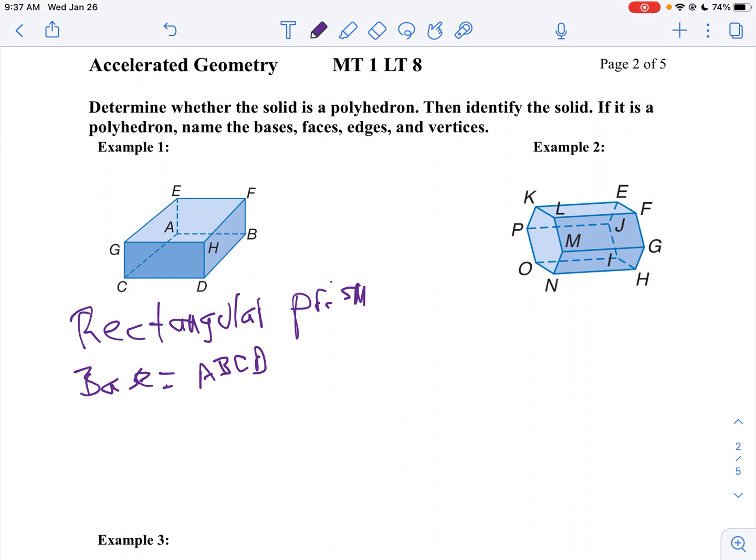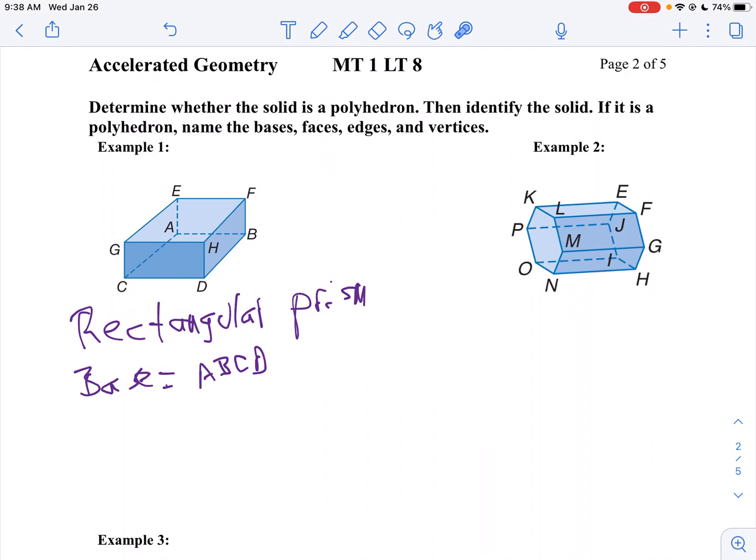Now we want to name the faces. Well, the bases are faces, so we include those two, and then we include all the other rectangles along the side. So I'd say E, F, A, B; F, B, D, H; H, D, C, G; and G, C, A, E. Those will be all of your faces. We call those lateral faces.